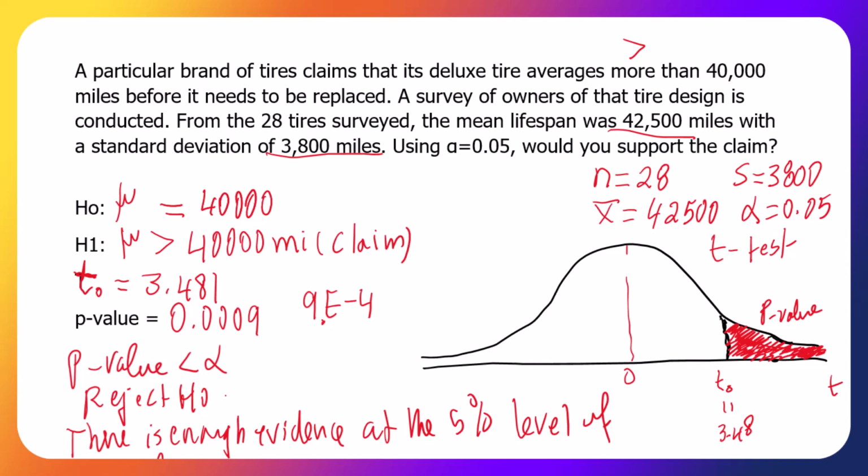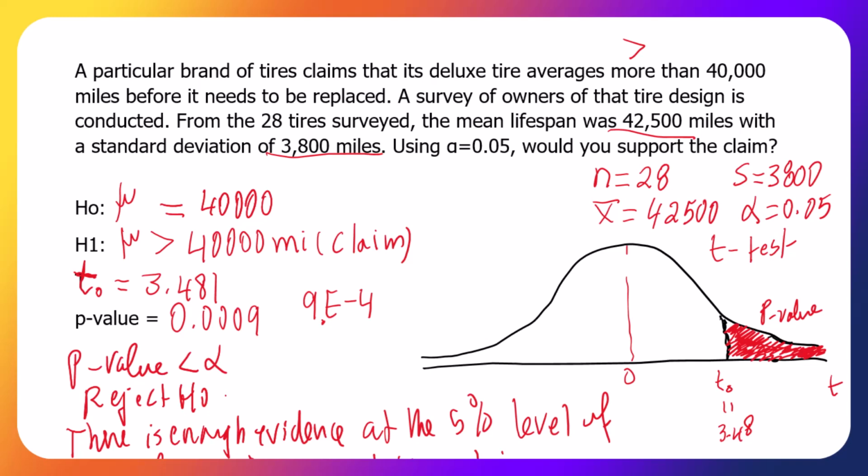Now, when you're doing your homework online, you have a choice between using the word support or reject. Remember, if the claim is in H1, you will never use the word reject. Since you rejected H0, that means H1 is good. So you say there is enough evidence at the 5% level of significance to support the claim. I'm not going to write the whole thing, but you should write it, just on your exam paper, that the deluxe tire averaged more than 40,000 miles before it needs to be replaced.